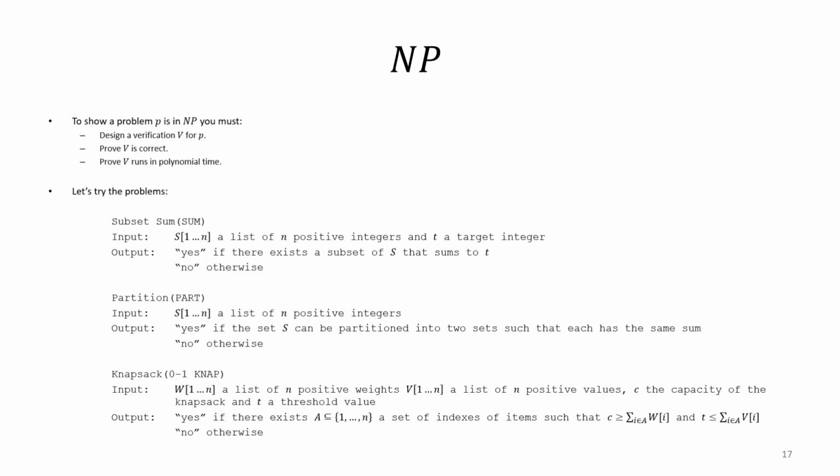It's a special case of the subset sum problem. In this case, we only have a set of integers. We don't have the target. Instead, we're asked specifically, can we partition the set into two sets where the sum of each set is the same, equal sum?